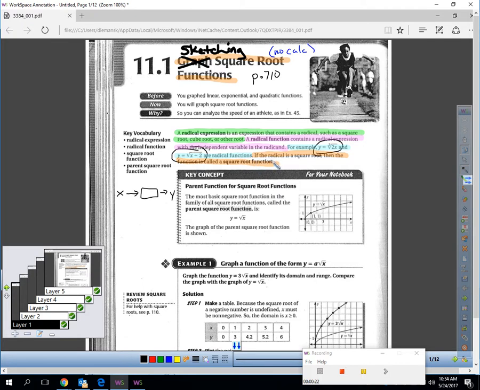If a radical is a square root, then the function is called a square root function. So this is not a square root function because it has a cube root, but this one is because it's a radical function that has a square root. So that gets the vocabulary out of the way. I would definitely get those in your notes.